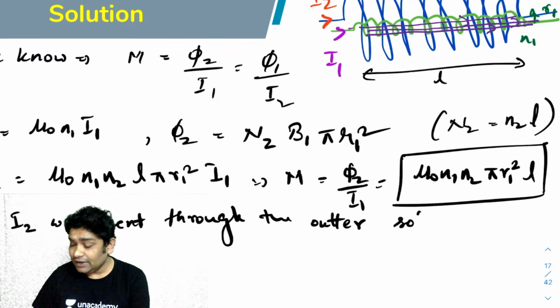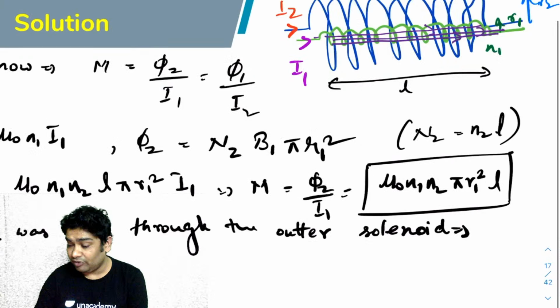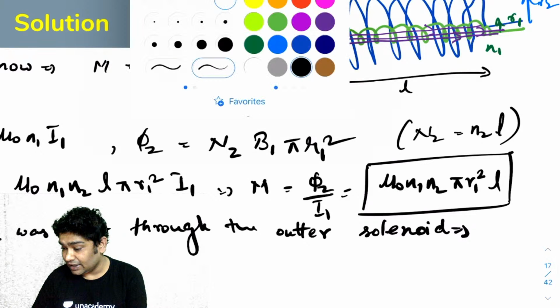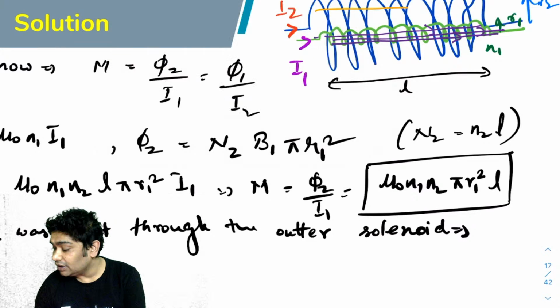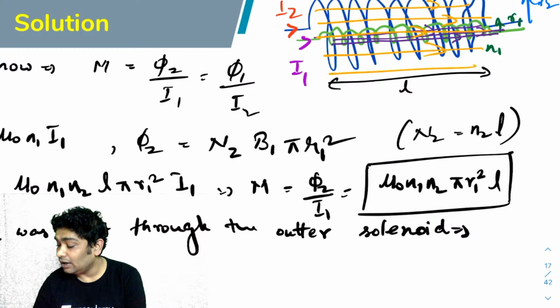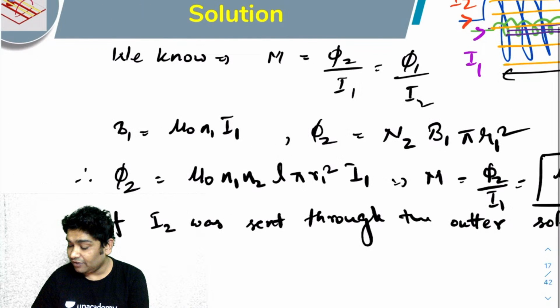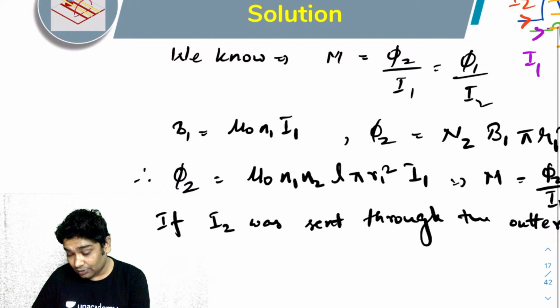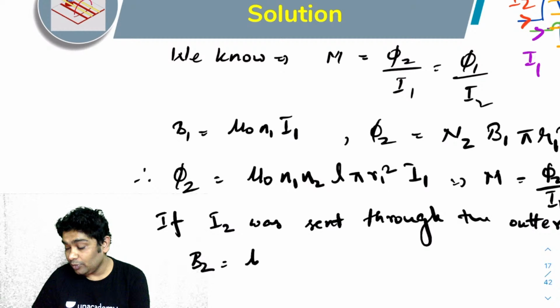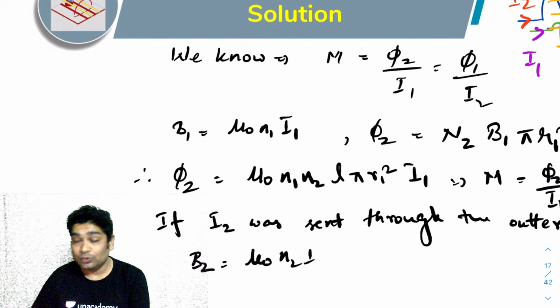Then you realize that the magnetic field that would have been produced in such a case would have been here, in this entire region, right? And how much would that magnetic field have been? I will realize that magnetic field B2 would have been mu naught N2 into I2.